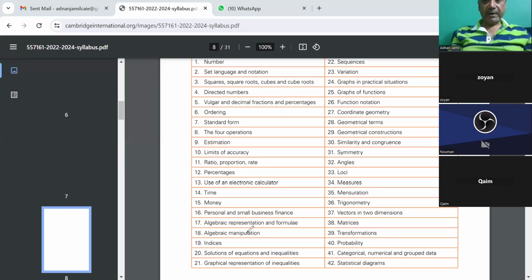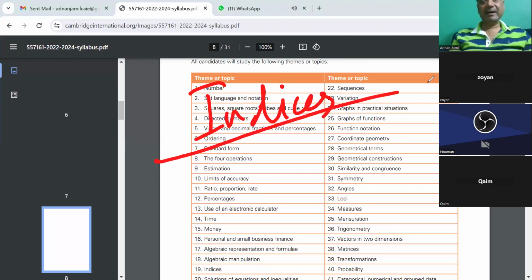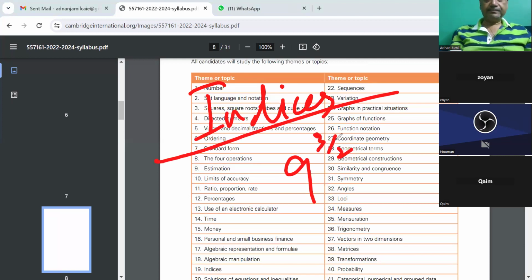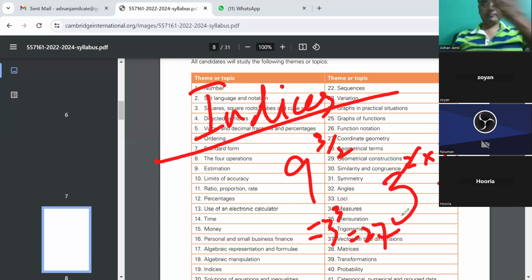Before algebraic representation, I will tell you what is important in indices because many students struggle. For example, the students really struggle in a question like this: 9 to the power 3 upon 2. I will write 3 to the power 2, to the power 3 upon 2. 2 and 2 cancel out. What is left? 3 to the power 3, which equals 27. You got your answer.